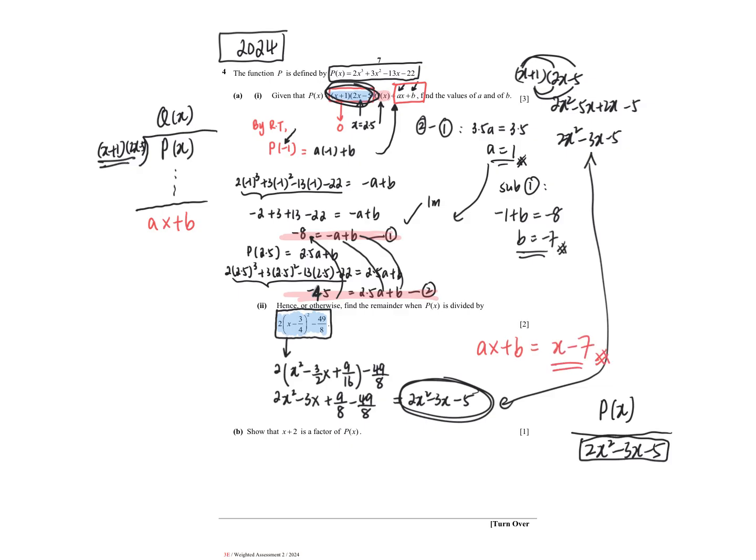You can use long division. If you don't want to, you can just tell me that by remainder theorem. Okay, by remainder theorem, if you put in this expression into your equation, your remainder is x minus 7. That's all I need to see. You don't even need to do long division.